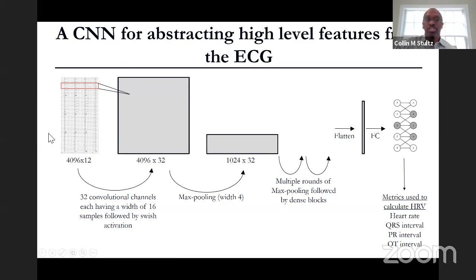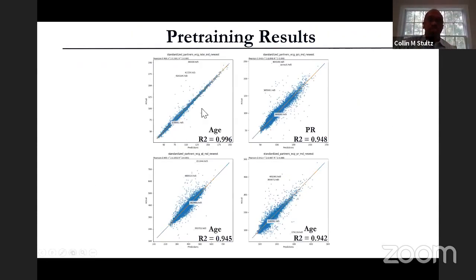So since we start out with the ECG, we have our convolutional neural network, and we end up trying to learn abstract representations here that can at least reproduce different heart rate variability metrics, or I should say things that are used to calculate different heart rate variability metrics. You know that the heart rate variability is weakly predictive. It's a weak signal. And we want to ensure that at least this abstract representation is able to keep that information. The pre-training is able to reproduce the intended things quite well. The heart rate, QRS interval, PR interval, QT interval, these Pearson correlation coefficients are all above 0.9.